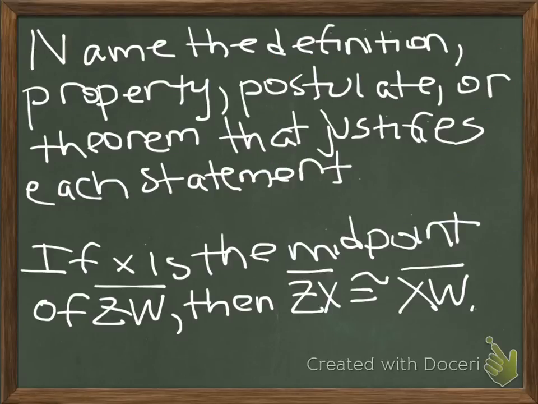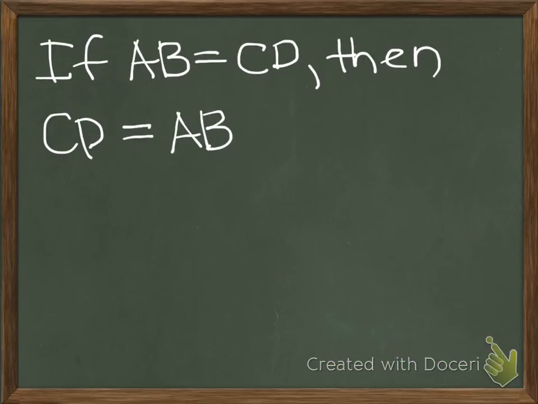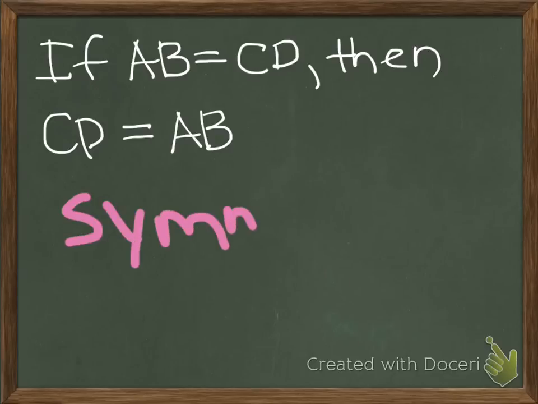Here we're going to name the definition, property, postulate, or theorem that justifies each statement. So if X is the midpoint of ZW, then ZX equals XW. So that's talking about the midpoint theorem. If AB equals CD, then CD equals AB. All they did was switch what's on each side of the equal sign, so that is called the symmetric property.